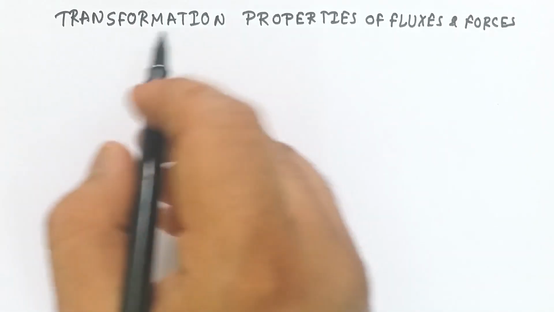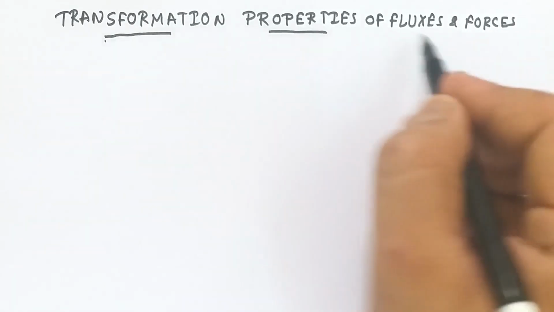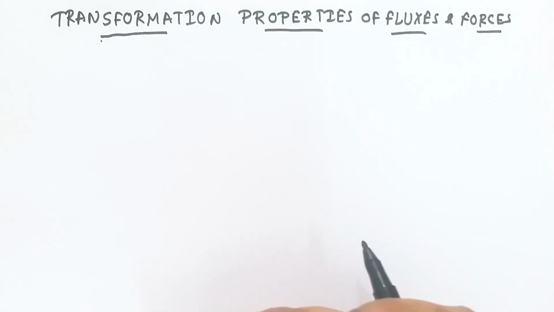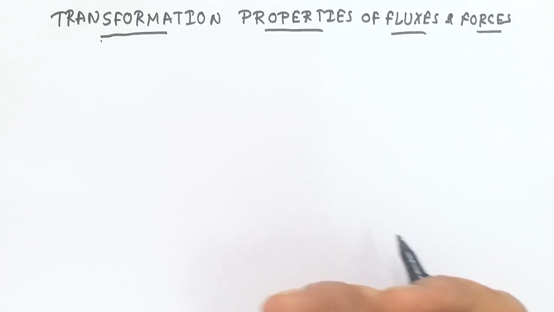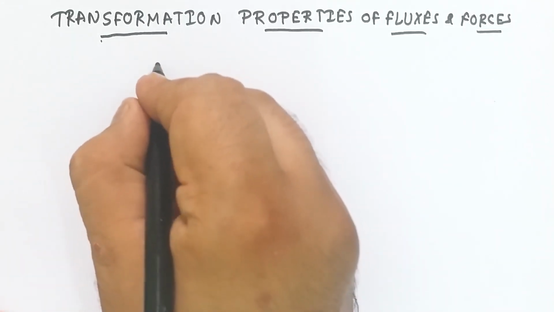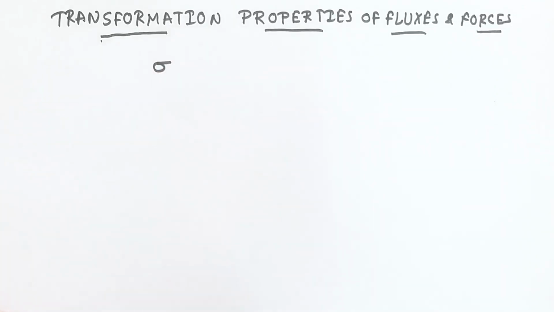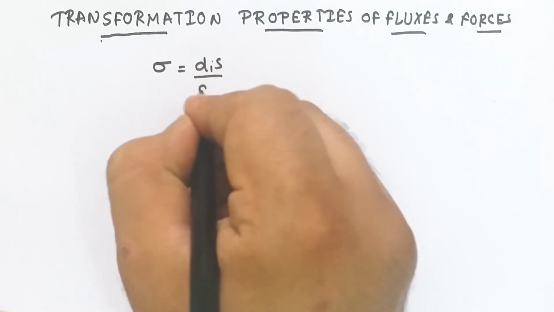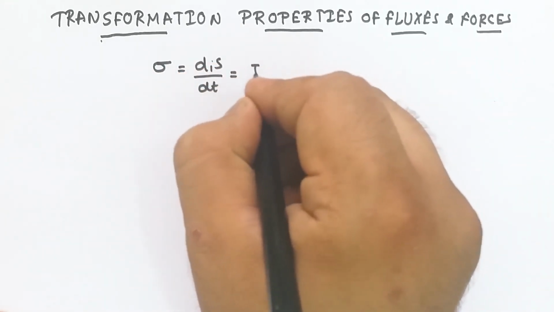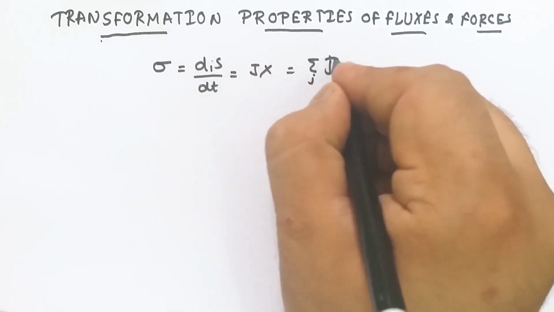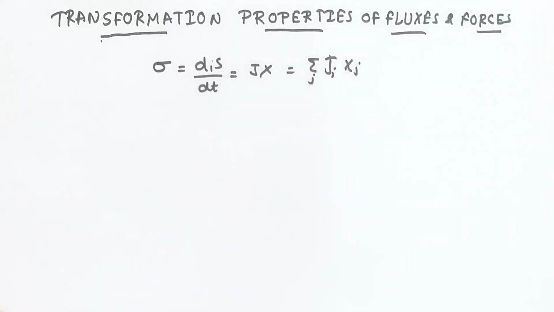So the next point that we are going to discuss is the transformation properties of fluxes and forces. Basically we are going to see that when the path of the chemical reaction is changed, are there any differences in the fluxes and forces, or whether the value of the entropy production changes or not. So we have seen that the entropy production, dS upon dt, we have written as JX, or for n components, summation Jj into Xj. So we have just seen that.